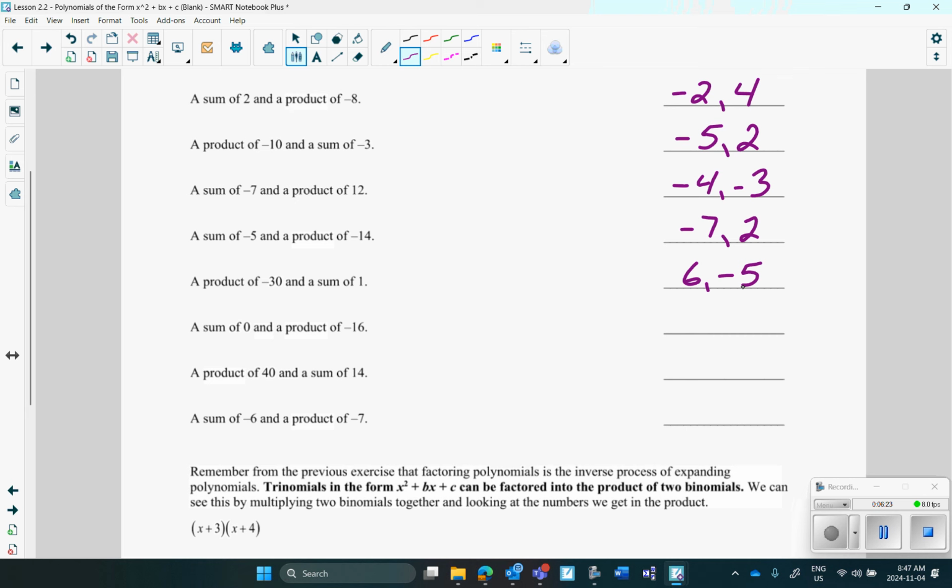A sum of 0 and a product of -16. That gives you a sum of 0. You're on the right track. Two numbers that multiply to get -16. +4 and -4.